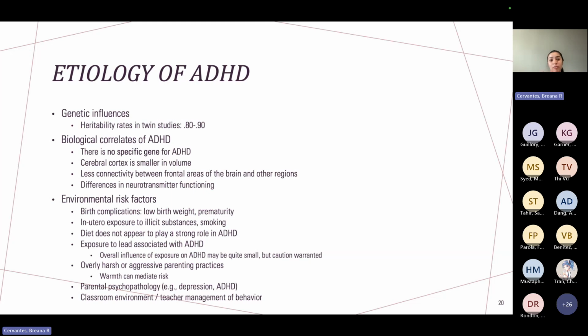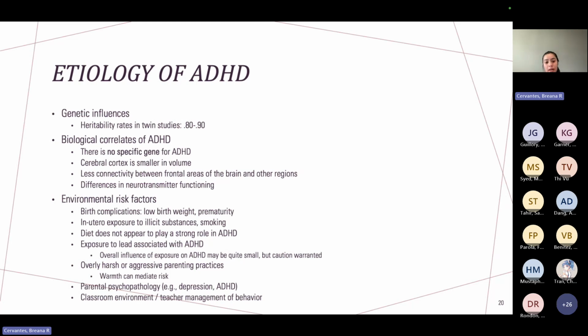We noticed that there's different brain volume, different structural differences. So again, there's no specific gene for ADHD, but there tends to be a lot of similarities across brains when we look at different people with ADHD. And then environmental risk factors that tend to be associated with ADHD are things like birth complications, getting exposed to illicit substances in utero. Diet does not appear to play a strong role in ADHD, but that's not to say it doesn't associate at all.